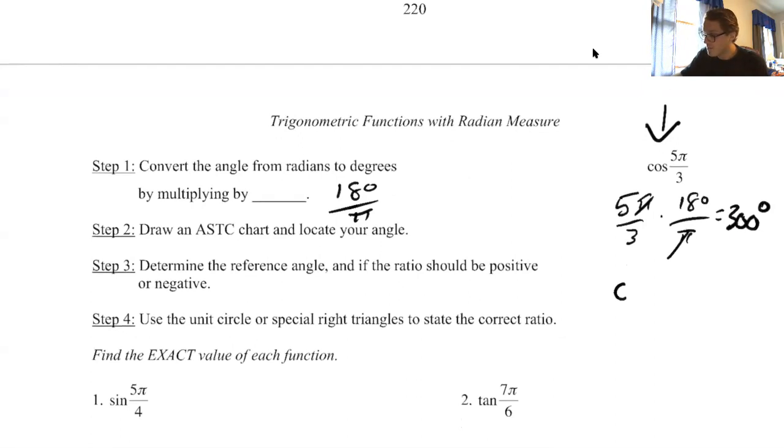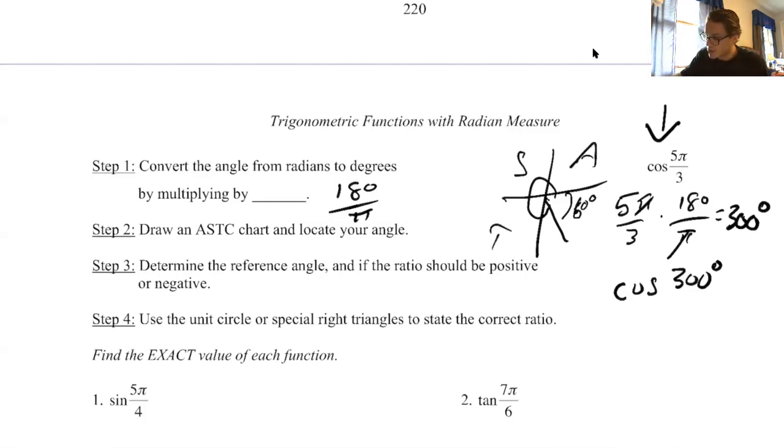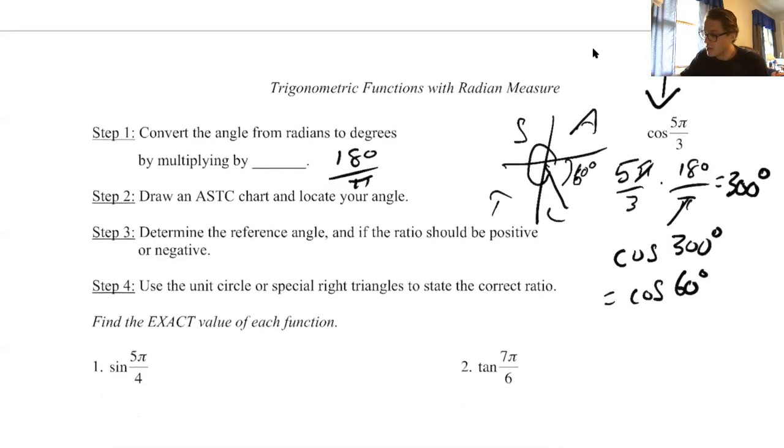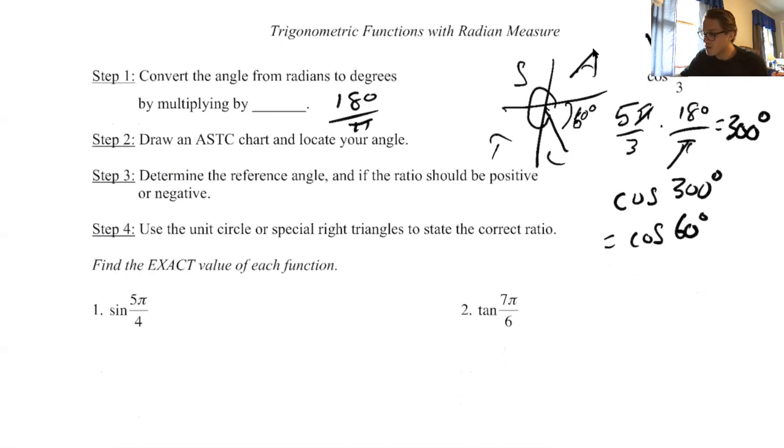So cosine of 5 pi over 3 is the same as cosine of 300 degrees, which I know ends up in over here, right, with a reference angle of 60 degrees. We've handled this before, so I'm just kind of going quickly through this one. And we know from our ASTC chart that the cosine is also positive here. So this is going to be equivalent to cosine of 60, our reference angle, and it's positive because we're in the 4th quadrant.